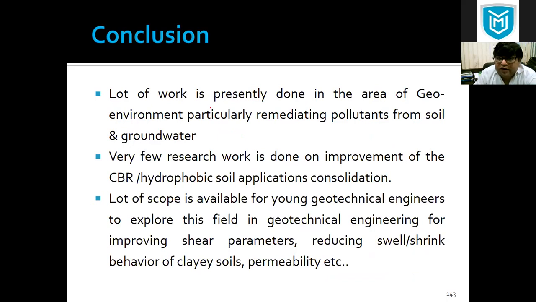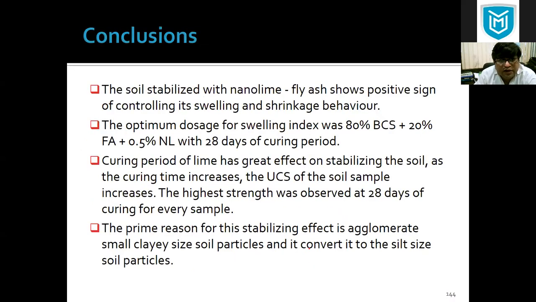Lots of work is presently done in the area of geoenvironment, particularly remedying pollutants from soil and groundwater, but very little research is done on improvement of the CBR or hydrophobic soil application and consolidation area. So that is an open area if anybody wants to work in this domain. A lot of scope is available for young geotechnical engineers to explore this field for improving shear parameters. You can perform box shear, triaxial, CU, CC, CD tests, and study reduced soil shrink behavior and permeability.